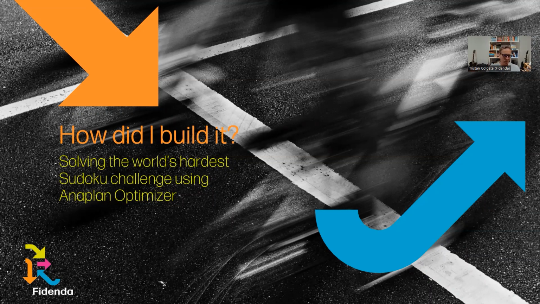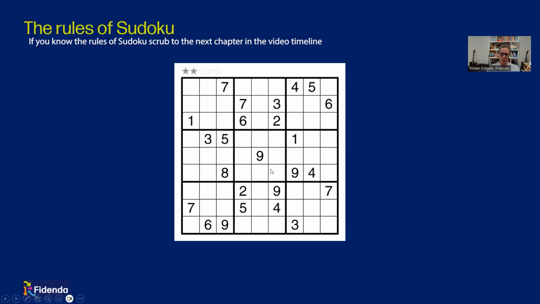So, as we know, Sudoku starts with the following. We have a 9x9 grid that is subdivided into 9 3x3 grids. And within this grid, we have digits, and we can have digits from 1 to 9. When we're presented with a Sudoku challenge, we're presented with what you see here. Some of those numbers are filled in.